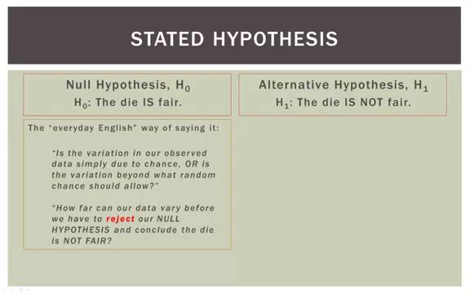Now, what is the everyday sort of English way of saying this? Is the variation in our observed data simply due to chance? Or is the variation beyond what random chance should allow? Or, how far can our data vary before we have to reject the null hypothesis and conclude that the die is not fair, which is our alternative? So we're going to have some variation, but we need to know if that variation occurs within limits we set.